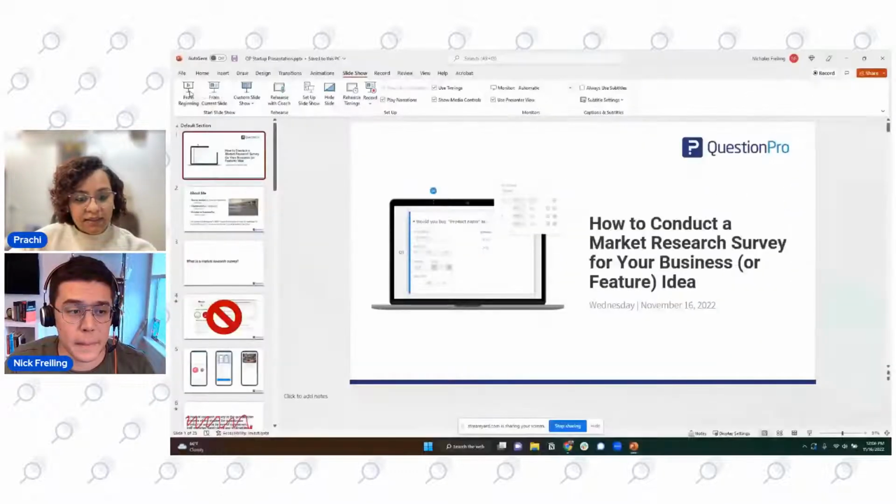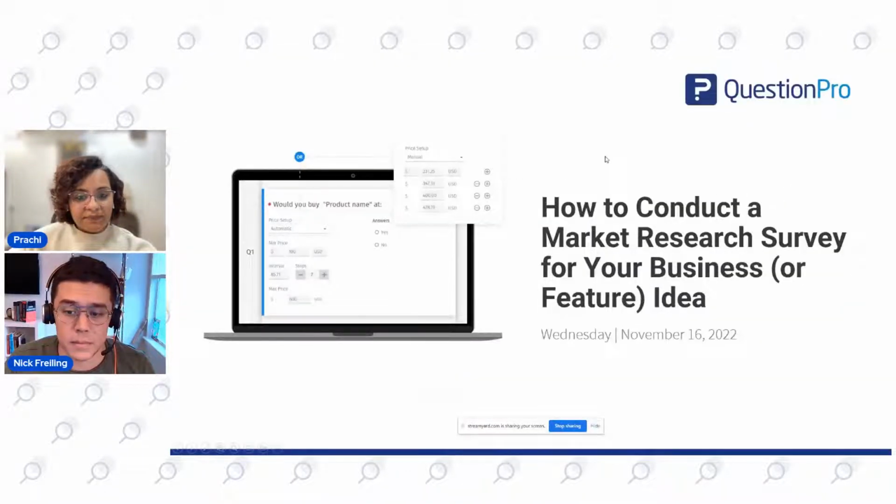Just, if I can get some confirmation that you guys can see the screen here. Not up yet, but I will let you know when it is. Yep, we have your screen up now.